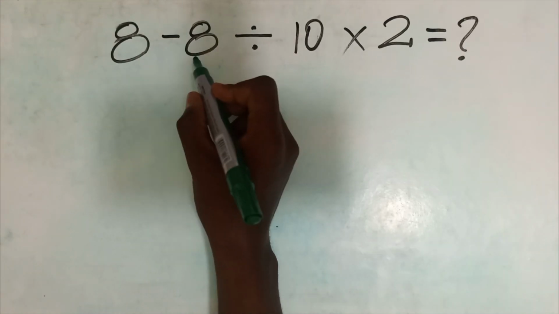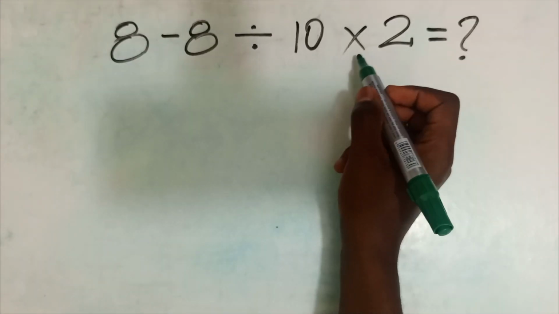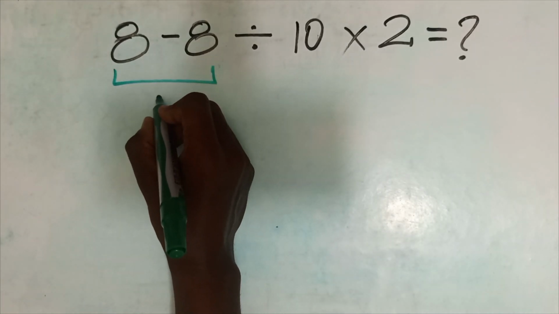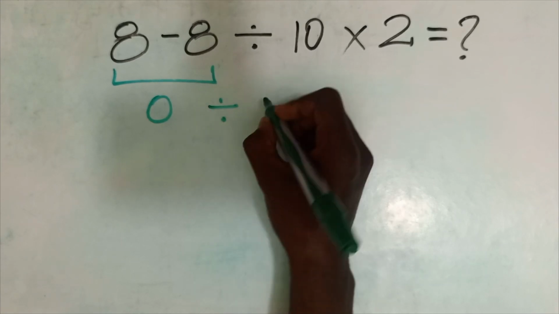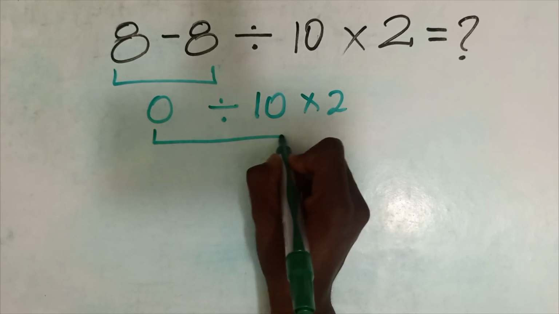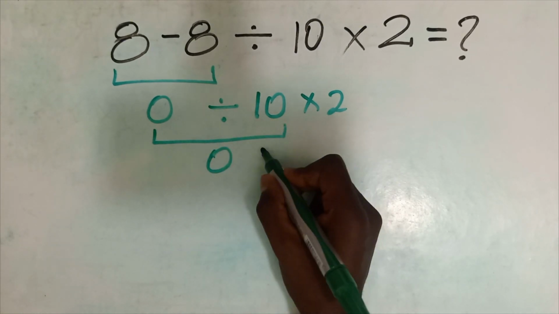8 minus 8 divided by 10, then times 2. 8 minus 8 is just 0. So 0 divided by 10, then times 2. 0 divided by 10 is 0. And 0 times 2 is 0.